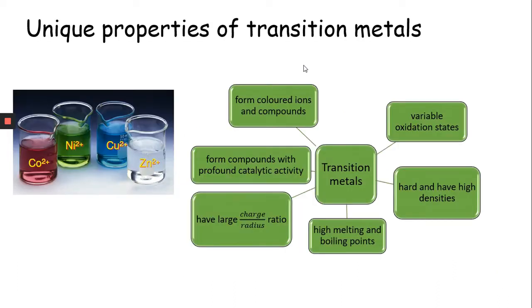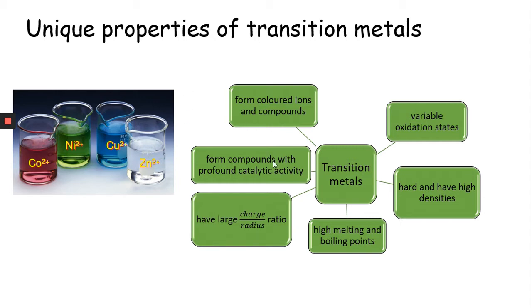Metals usually have their own properties, but transition metals have their own unique properties. The first property is that transition metals can form colored ions and compounds. If you look at this picture, you can see that cobalt 2 plus ion can form a pink solution, nickel can give you a green solution, copper 2 plus can give you a blue solution, and sometimes green, and a diamagnetic ion like zinc 2 plus gives you a colorless compound.